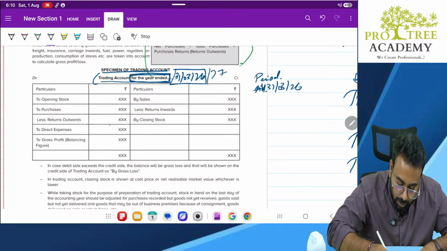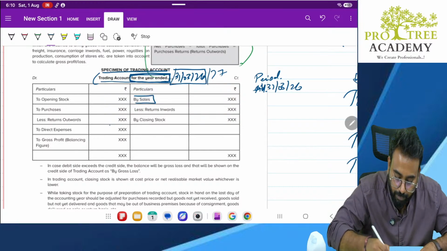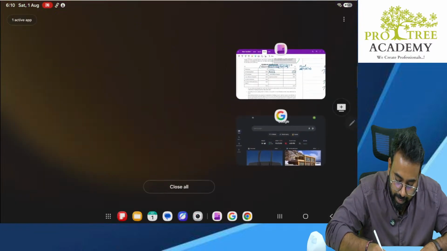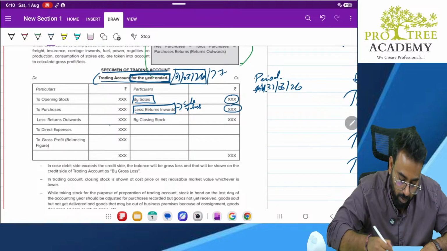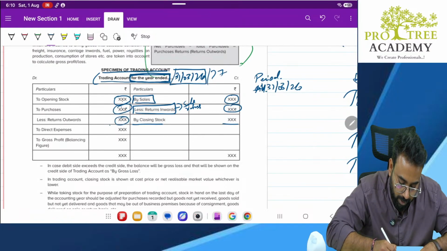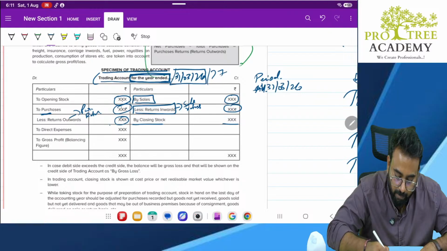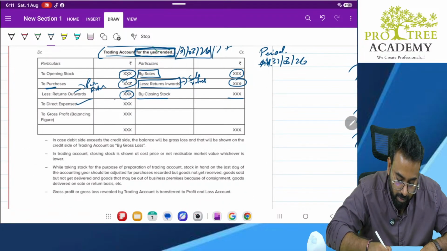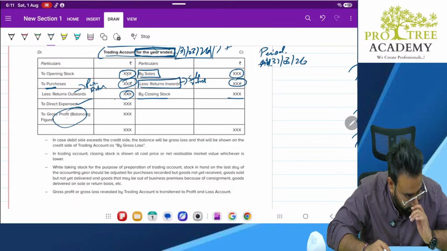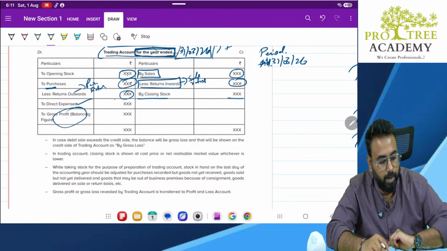The first one is sales. Sales return inward is nothing but sales return. Then closing stock. Here, opening stock, purchases, and return outward, which is nothing but purchase return, will get reduced from purchases. In the same way, sales return will get reduced from sales. Next, direct expenses, then your gross profit. Clear?